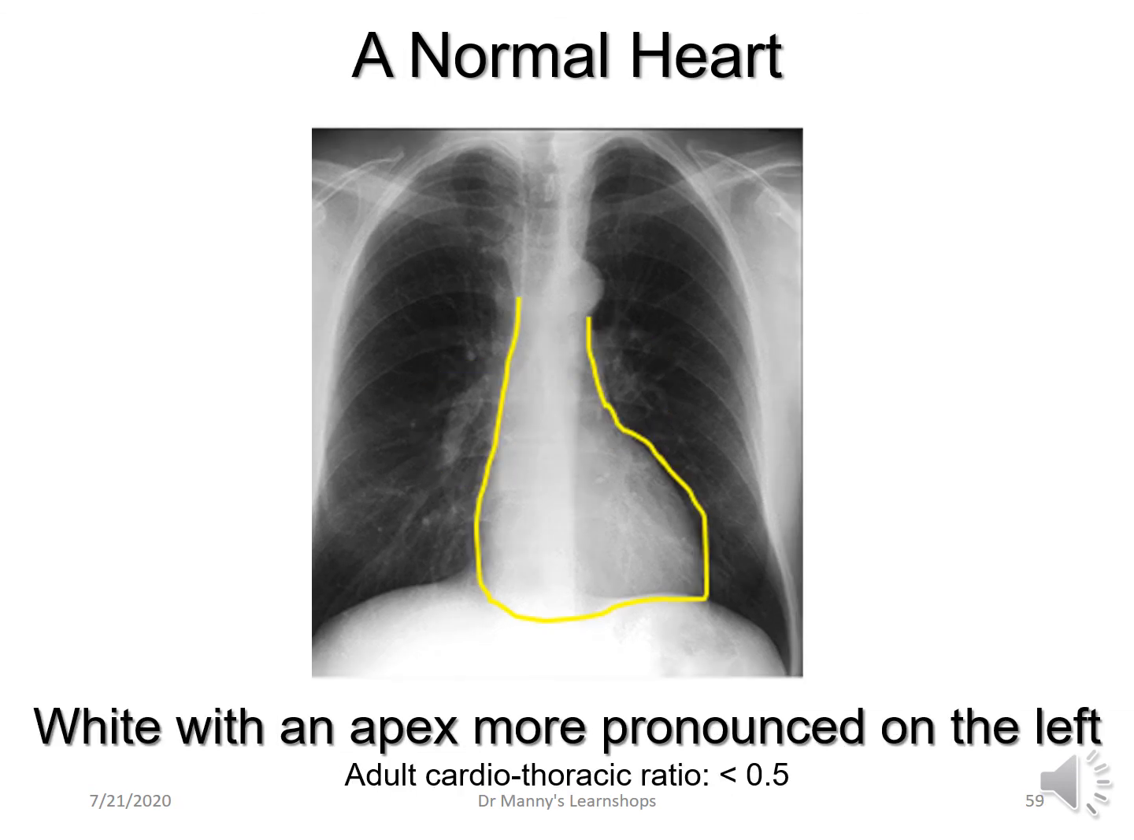When we review the normal heart, we remember that it's sitting on the diaphragm, the apex is more pronounced, or the image is more on the left, which is normal. An adult cardiothoracic ratio is less than 0.5, and an infant or pediatric cardiothoracic ratio is less than 0.65.